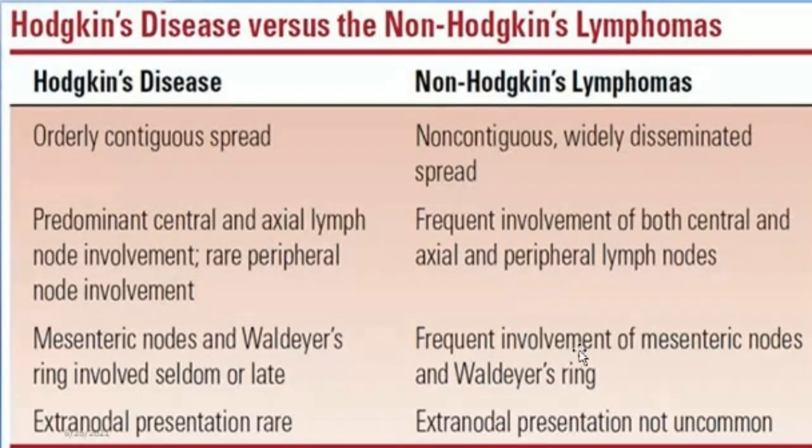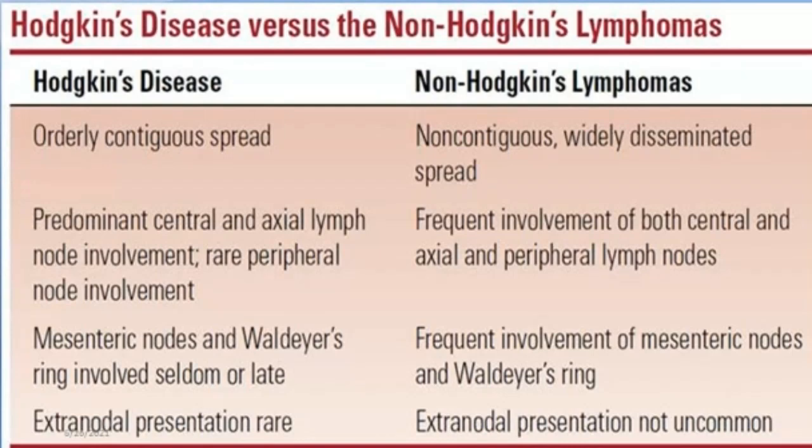Non-Hodgkin lymphoma frequently involves the mesenteric lymph nodes and Waldeyer's ring. So whenever Waldeyer's ring and mesenteric lymph nodes are involved, it is more commonly non-Hodgkin lymphoma. Hodgkin lymphoma very rarely affects extranodal sites, unlike non-Hodgkin lymphoma, where extranodal presentation is not uncommon.